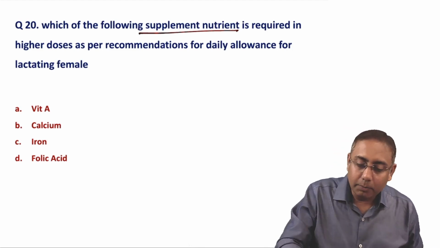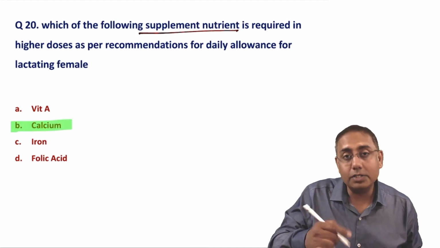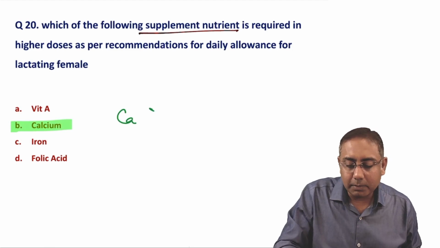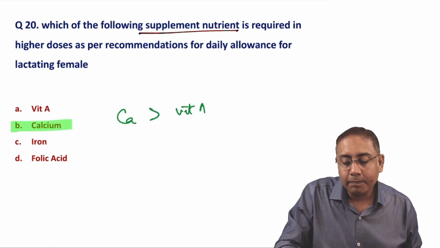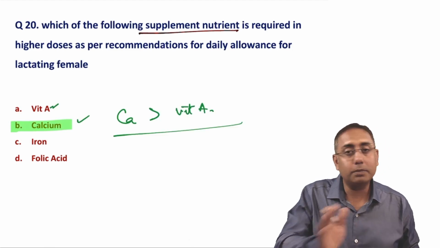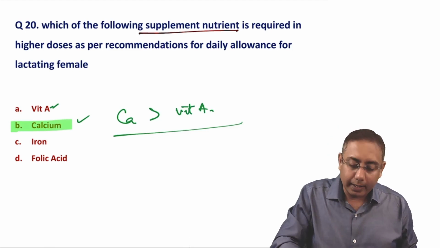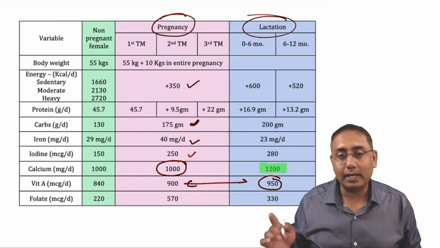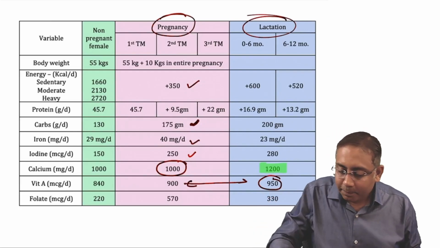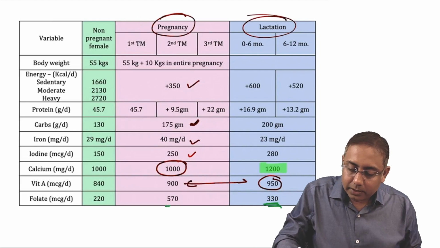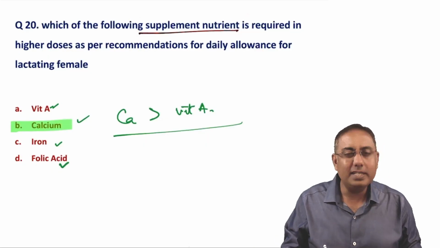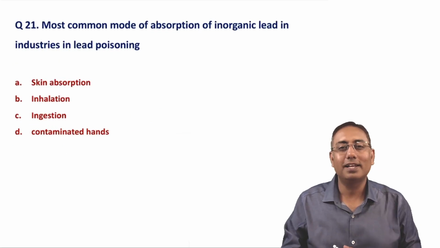So that all the more tells you which is the better answer to mark. In case it is a single best answer, please go with calcium. Calcium is a much better answer than vitamin A. Of course, both answers are true. Calcium is more, vitamin A is more, iron is less in lactation, folic acid is also less in lactation. As you can see just near me, it is 330 and this one is 570. So this is again a fairly easy, simple MCQ. We've discussed this a couple of times.